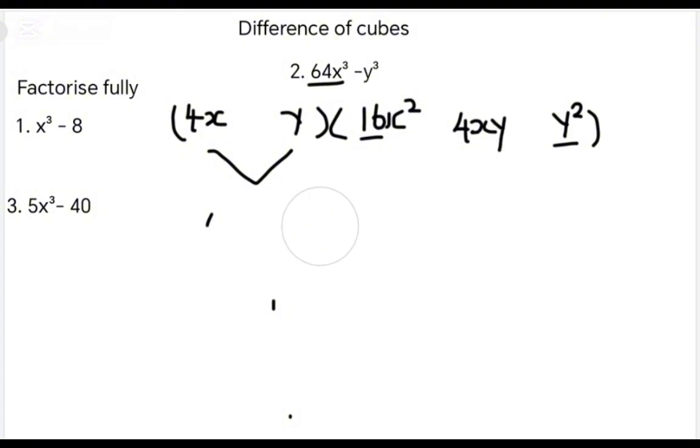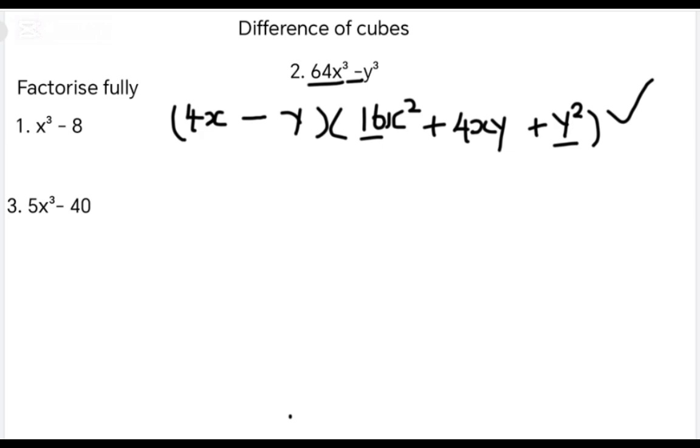What about the signs? For the signs, we use SOAP. SOAP says that we have to have the same sign as this one, and here we have to have the opposite, which is positive. Here we always have positive. And then we are good to go, and we are done factorizing that one using the difference of cubes.